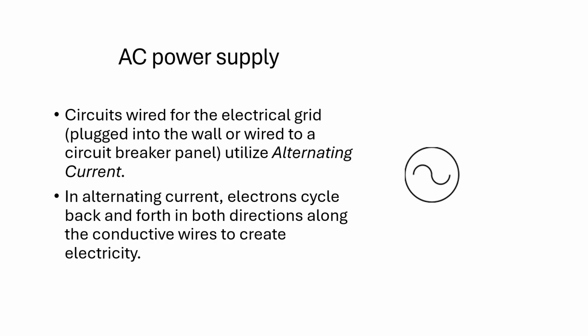AC power supply, pretty straightforward. Here in the United States, we use 110 to 120 volt alternating current at a frequency of 60 hertz. That's 60 cycles per second. Okay? In alternating current, electrons cycle back and forth in both directions along the conductive wires to create electricity. Okay? And so we just show a sine wave bounded in a circle. Okay? DC is typically represented by a battery or just a flat line with a dashed line on top, inside a circle. Okay?